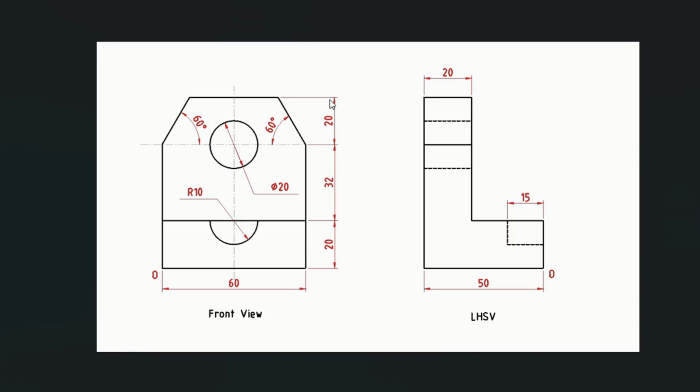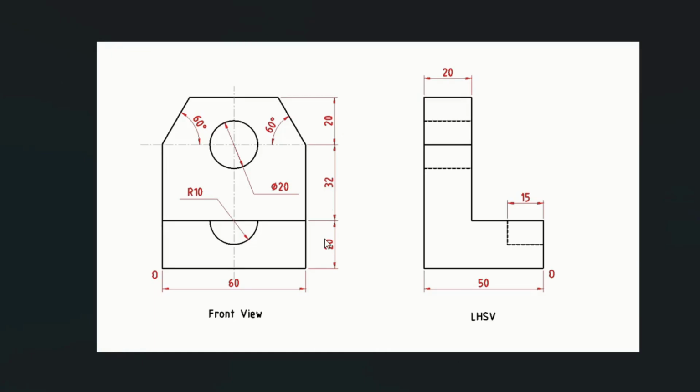The overall geometry is symmetric along the y-axis. The object consists of primarily two parts. One is the base plate, this portion of the object, or this in the left hand side view. Again, its width is 50 mm, height is 20 mm, and length is 60 mm. This is the base plate, and this is the vertical wall.